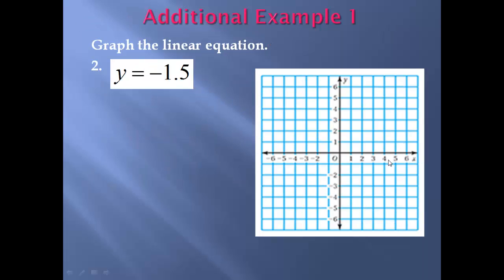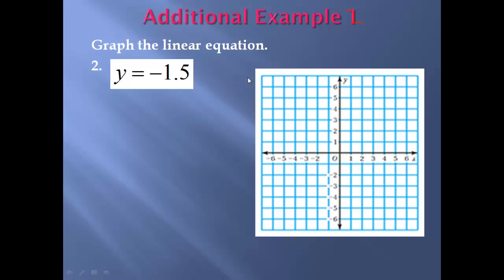Now we have an additional example. You can pause the video and try it on your own. And this is additional example number 2. You can pause the video or you can go ahead and follow along. We're going to graph the linear equation y equals -1.5. This would be going through 0 and then -1.5.